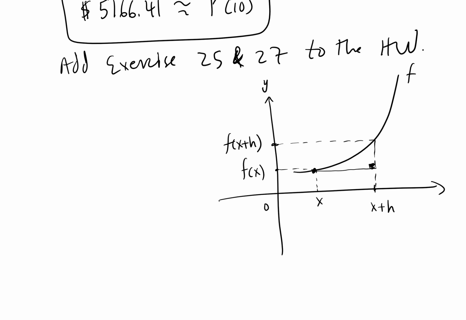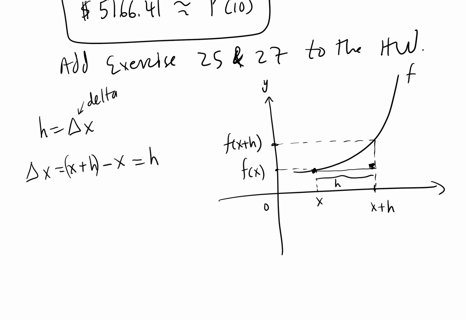Now this horizontal distance from here to here is h, and we are also going to call it delta x. So delta x here is x plus h minus x, which is h. So delta x is the same as h. If we call x x sub 1 and the next point x sub 2, you can say delta x is x sub 2 minus x sub 1.